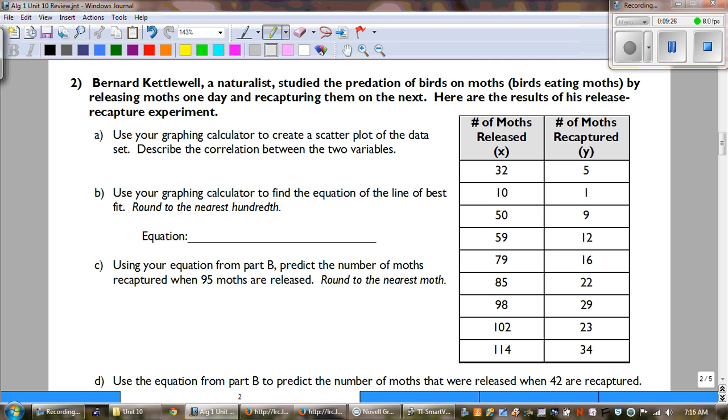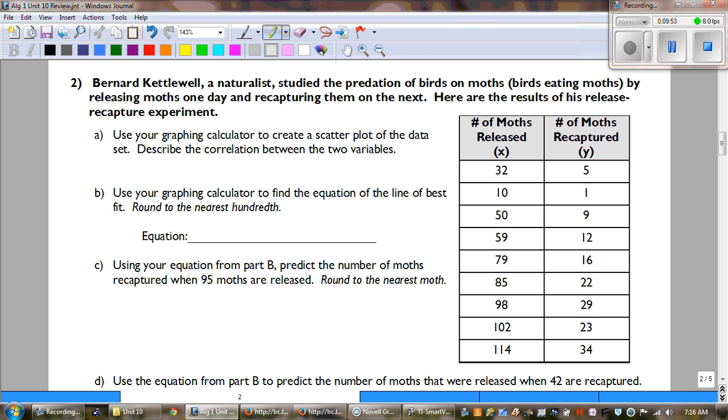So, Bernard Kettlewell, a naturalist, studied the predation of birds on moths, birds eating moths, by releasing moths one day and recapturing them on the next day. Here are the results of his release-recapture experiment. Use your graphing calculator to create a scatter plot of the data set. Describe the correlation between the 2 variables.